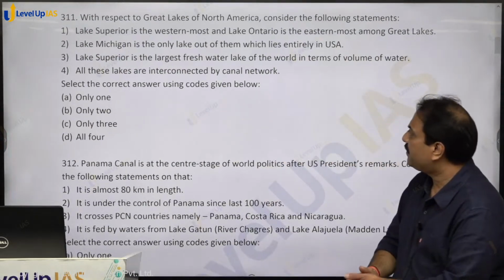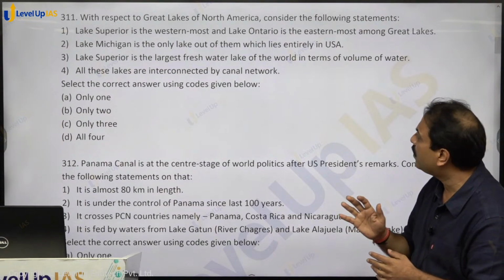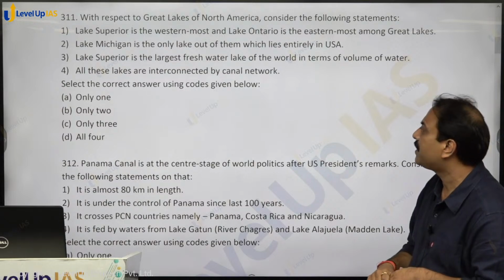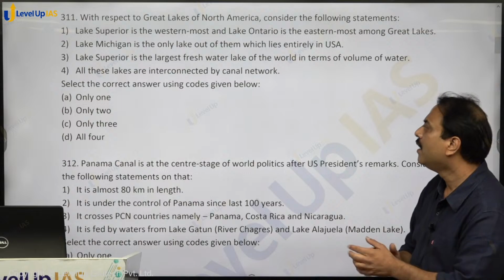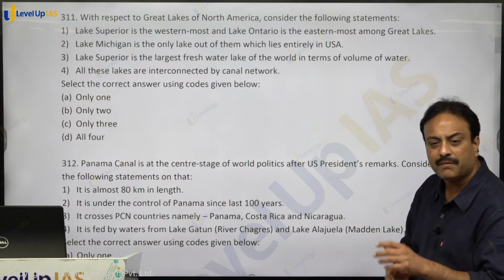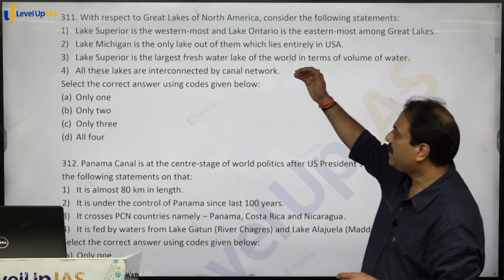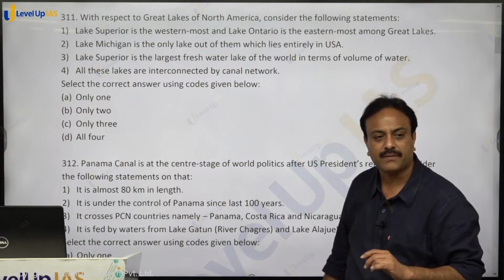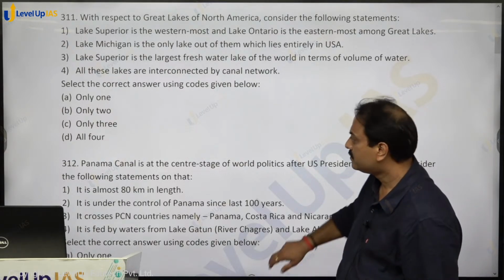So Lake Superior is the westernmost, Lake Ontario is the easternmost, that is the correct one. Lake Michigan is the only one out of them which is entirely in USA, correct. Lake Superior is the largest freshwater lake of the world in terms of surface area, not volume. Statement is wrong. All these lakes are interconnected by canal network, right? So 1, 2 and 4 are the correct statements. So only 3, option C, C for cat, will become the right answer. Clear on that? 100%.